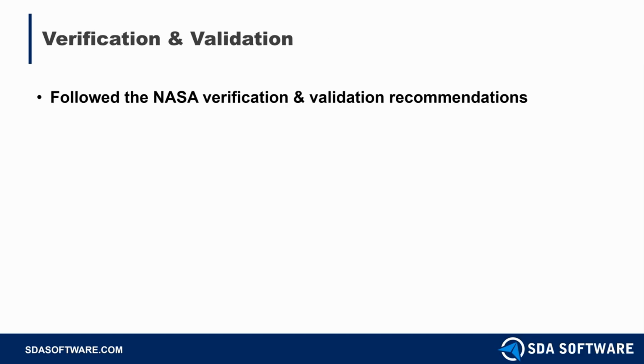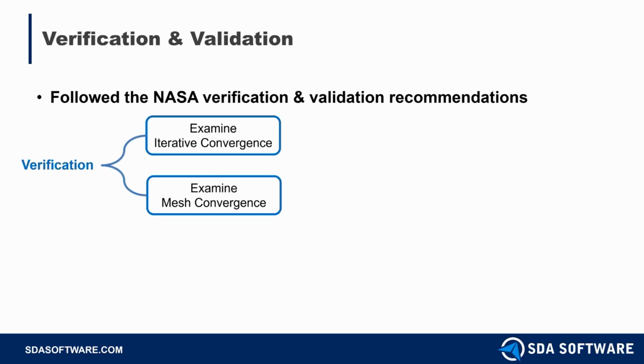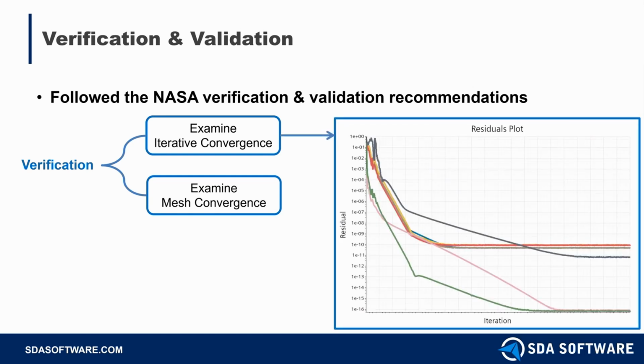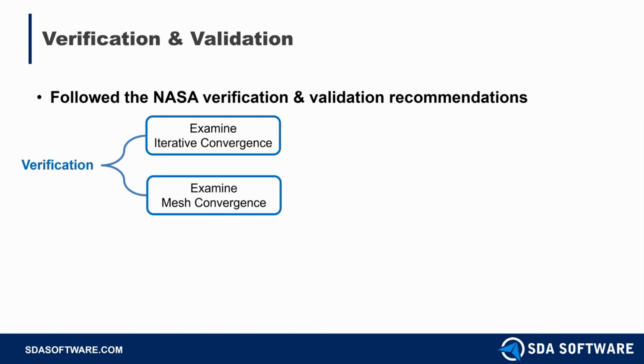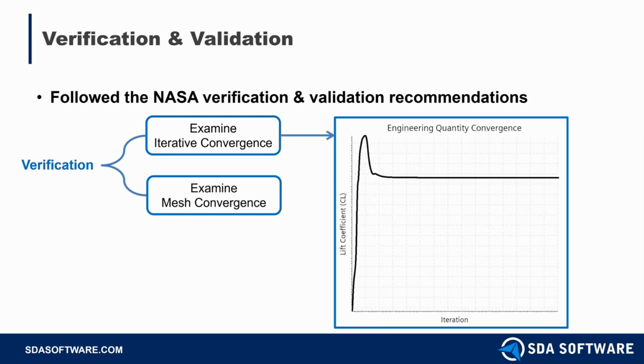So to have confidence in our own internal validation, we specifically follow the NASA verification and validation recommendations whenever it is applicable. So for verification, we specifically look at the iterative convergence and mesh convergence. Starting from residual convergence, we make sure everything is level off, and we also apply this to engineering quantity. So for this case, we're specifically looking at lift coefficient. We also make sure that lift coefficient itself is also level off.